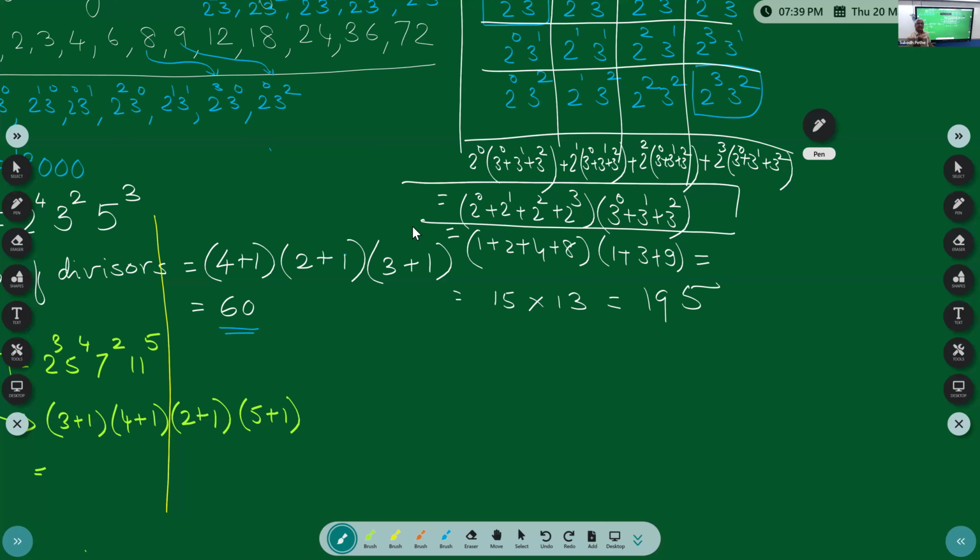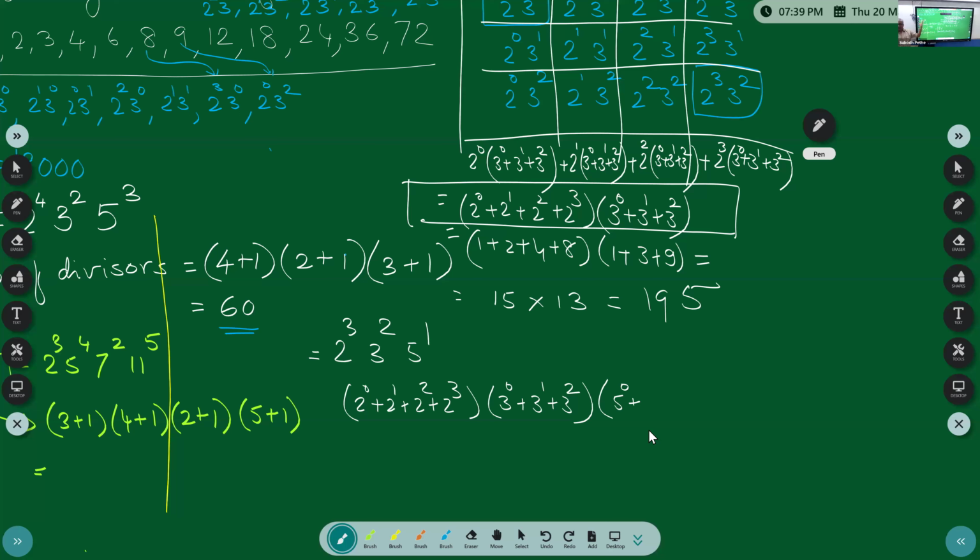We can arrive at this stage directly. Let me tell you, 2^3, 3^2, 5^1, whatever this number is. What is the sum of the divisors? The sum of the divisors is (2^0 + 2^1 + 2^2 + 2^3) into (3^0 + 3^1 + 3^2) into (5^0 + 5^1). This is the sum of the divisors. We need not go back and keep drawing all those boxes. They are there in our mind. If somebody asks you, this formula is wrong, can you prove it? Yes, we can prove it.